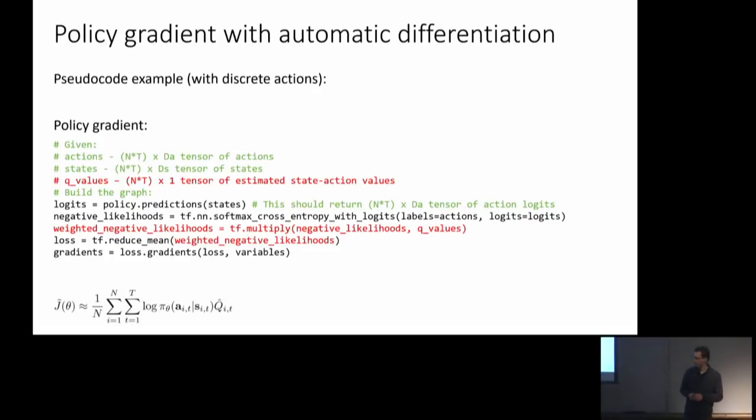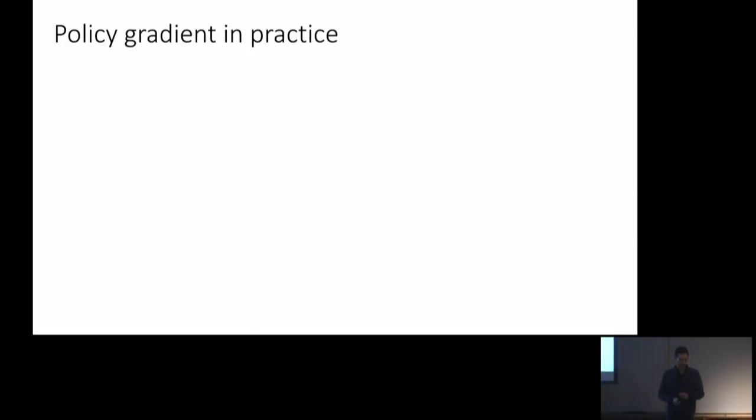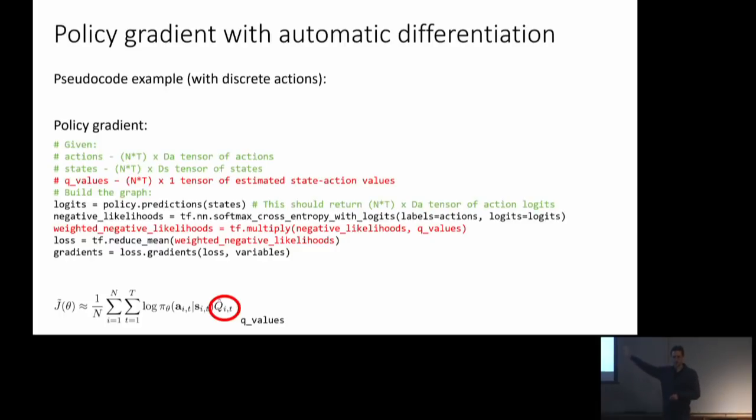OK, so what this does is it sets up a graph that computes the pseudo loss, the log pi a_t given s_t times Q hat. And when you call dot gradients on it, it computes its gradient, which directly gives you the policy gradient. So this is what I'm calling Q underscore values. And this log pi a_t given s_t is what ends up living in this negative likelihoods tensor. OK, does anyone have any questions about implementing policy gradient with automatic differentiation?